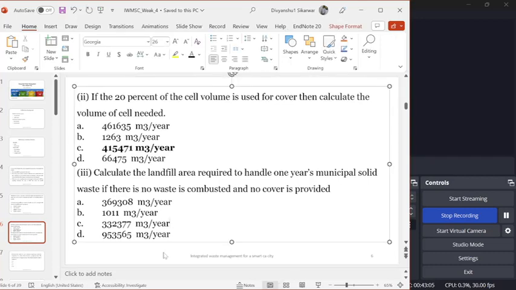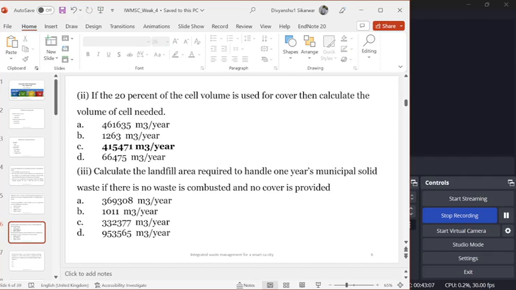The third question: calculate the landfill area required to handle 1 year's municipal solid waste, if no waste is combusted and no cover is provided. In this question, initially we reduced the total amount of waste by 10% as 10% of the waste was combusted. In this case, we don't have to reduce the waste by 10%.